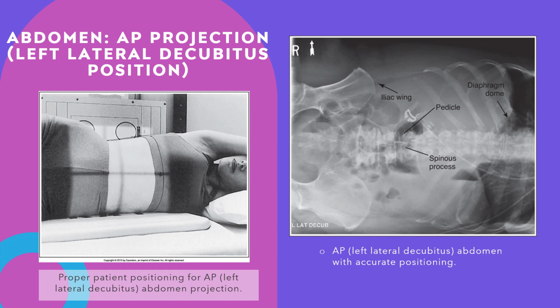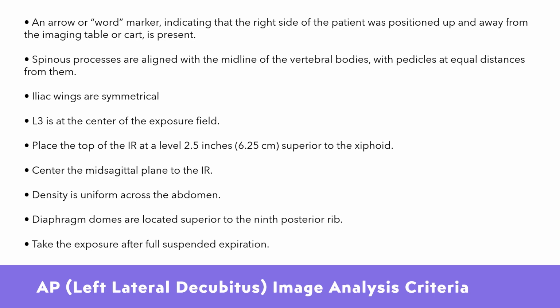AP abdomen projection, left lateral decube. Here is an excellent example of positioning of the patient and an image to show you the anatomy as well. An arrow or word marker is present indicating that the right side of the patient was positioned up and away from the imaging cart or table. You always want to perform a left lateral decube. So it should always be left side down, right side up for abdomen.